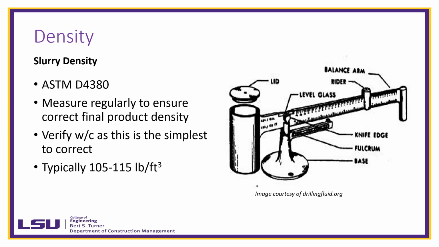The image here is what they call a mud balance. Basically, you fill the cup on the left-hand side with your slurry. On the right side, you have a rider on an arm. It's kind of like going to the doctor's office way back in the day. You get on the scale and they have the little rider arm, and that's how they tell your weight.